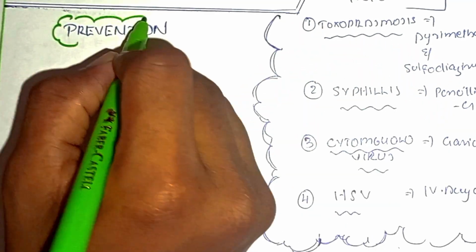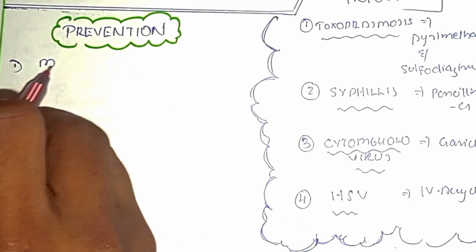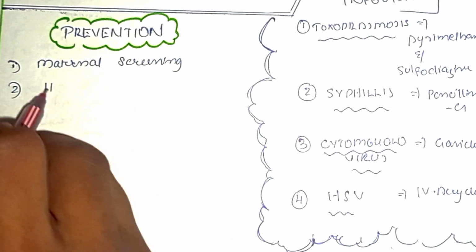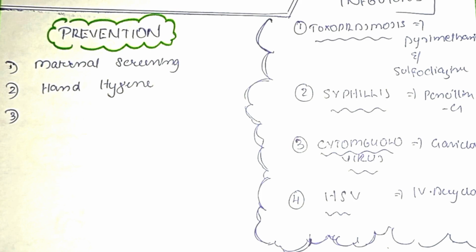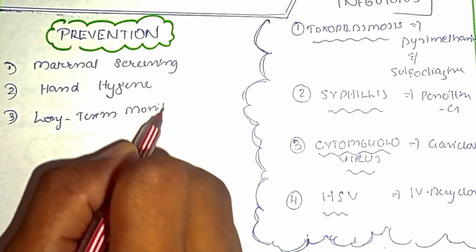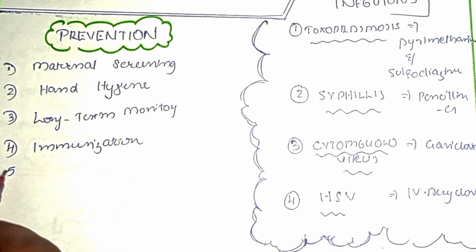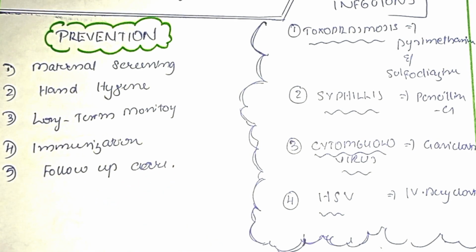So next we can learn about the prevention, the last topic of our neonatal infections. In prevention, maternal screening should be done regularly, and hand hygiene is very important. Long-term monitoring of the mother and the neonates is also important during the pregnancy period. We should also provide immunization for the mother and the baby. And follow-up care should be prescribed by the doctor and the nurses.